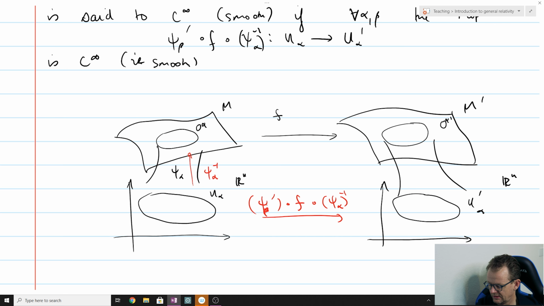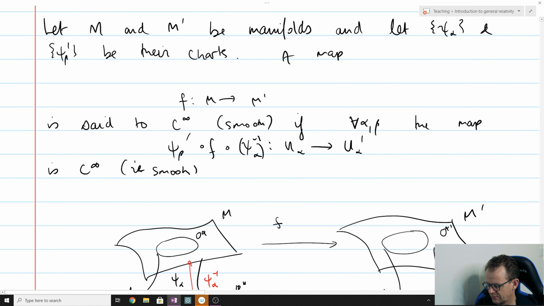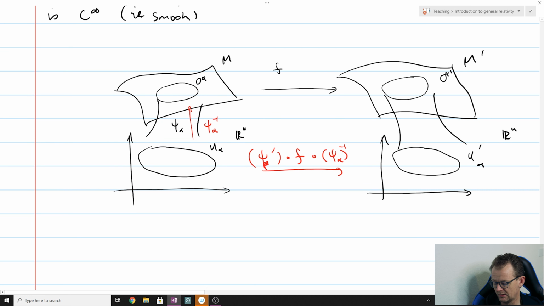And this map between manifolds is said to be C infinity or smooth if this corresponding red function here is C infinity. Indeed. Good.